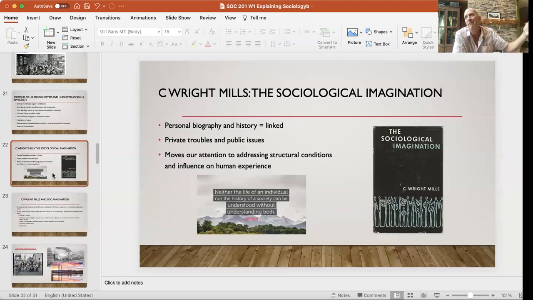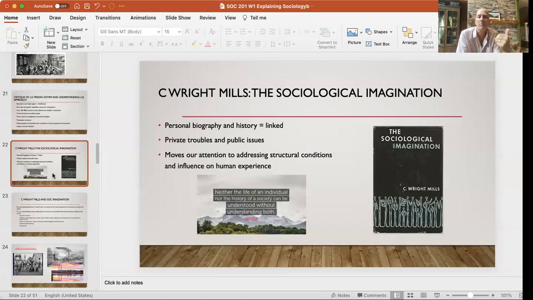A couple of takeaways from C. Wright Mills identified here: personal biography and history are linked. An individual's biography, their lived experience, is connected with history and culture. So this is that self-determination thing, free will versus determinism. Part of investigating the social world is to better understand oneself and the groups that one belongs to. The more you understand the social world, the more you understand yourself and others.